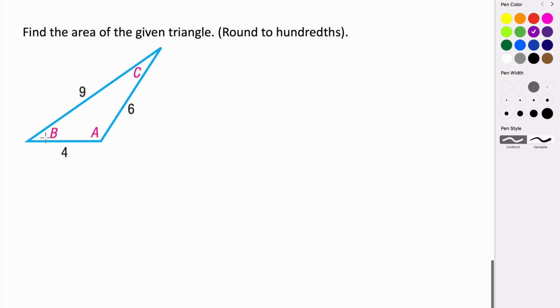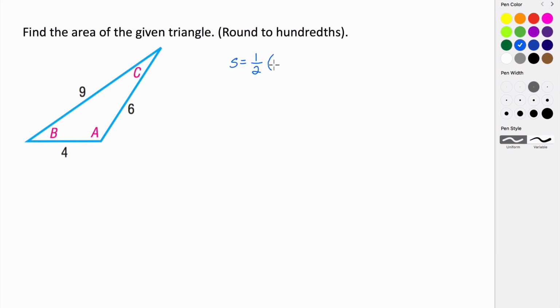So we want to find the area of this triangle. Again, we do not know the height, so we can't just use our normal area formula that we normally use. This is a side, side, side triangle, so it's telling us we're going to use Heron's formula. So to start, we're going to first find the value of S. So S is 1/2 the sum of all of our sides.